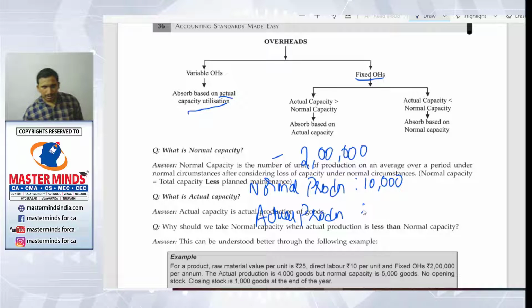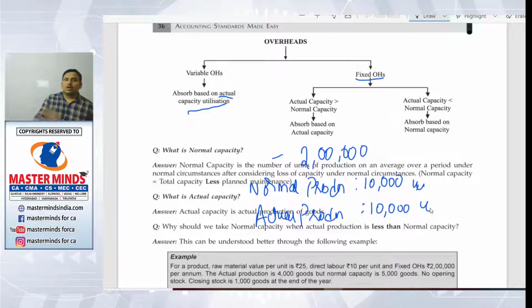Now let me take an example. Normal production is 10,000 units, actual production is also 10,000 units. Now you tell me what is the cost per unit in this case. Sir, very simple, sir. Normal production and actual production are both the same. We can say that it is 2 lakhs divided by 10,000, which is 20 rupees per unit. It is the cost with respect to fixed overheads. Accepted. Now allocation is very simple.